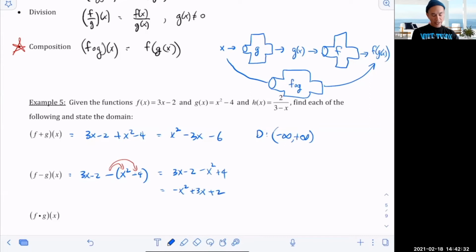Okay. So again, this is a polynomial. Polynomial, no denominator, no radicals. Domain is all real numbers.